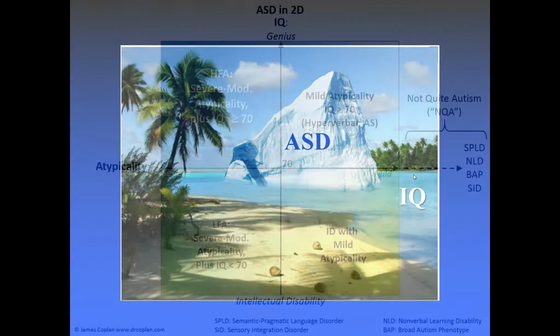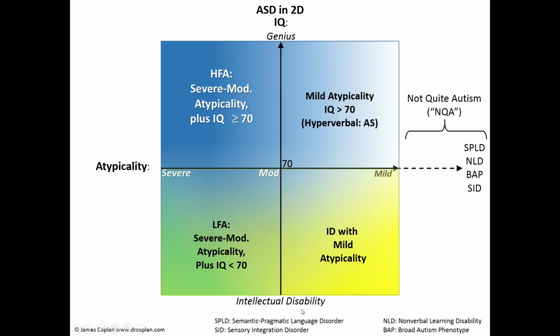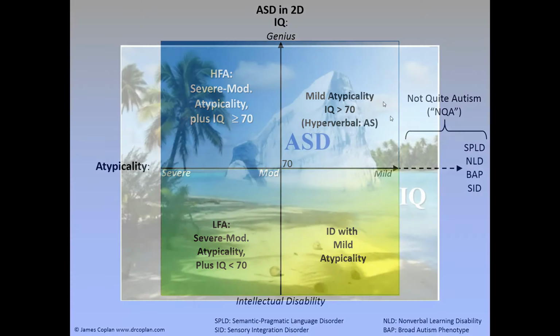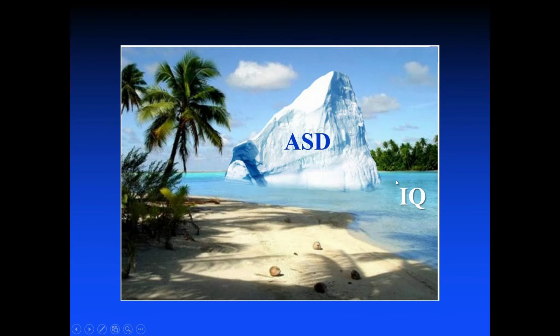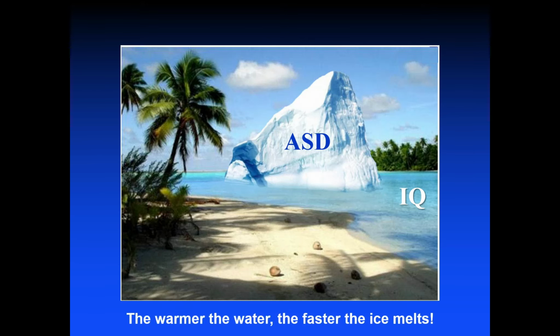So if we go back one, down here would be like the ice is floating in the frigid water of the Arctic or the Antarctic. And up here with high IQ is what I've drawn rather optimistically in this graphic showing the iceberg floating in the warm water of the Caribbean. And as you can envision, this ice is going to melt a lot faster than the ice floating in the Arctic or Antarctic. And this is where we're going to pick up next time. The warmer the water, the faster the ice melts.